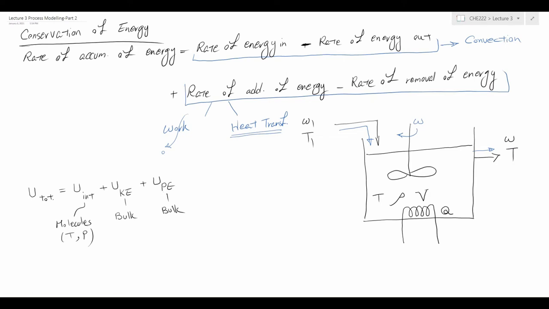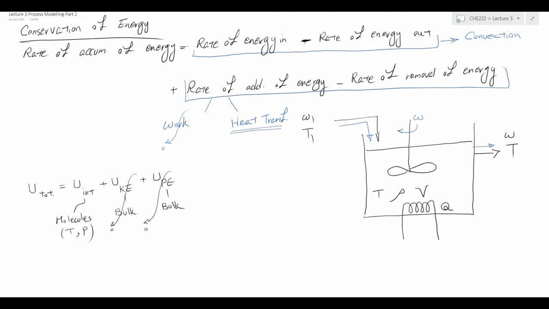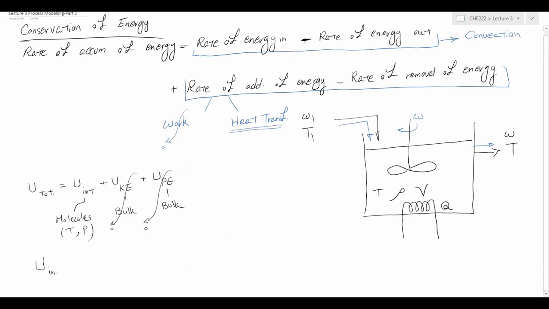So if we have a flow of a fluid at a certain velocity, the kinetic energy of that flow is proportional to the velocity. And in the same manner, if we have a liquid which is at a certain elevation, the potential energy of that liquid or that flow of liquid is proportional to the elevation of the bulk of material. Again, in this course, these are normally negligible, so we are mostly concerned with the internal energy. Now we can write the internal energy based on the internal energy per unit mass of the liquid.